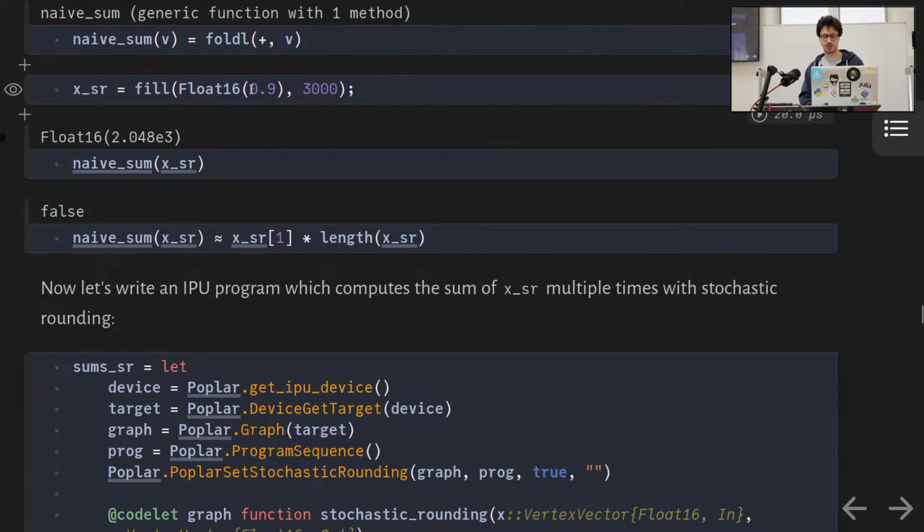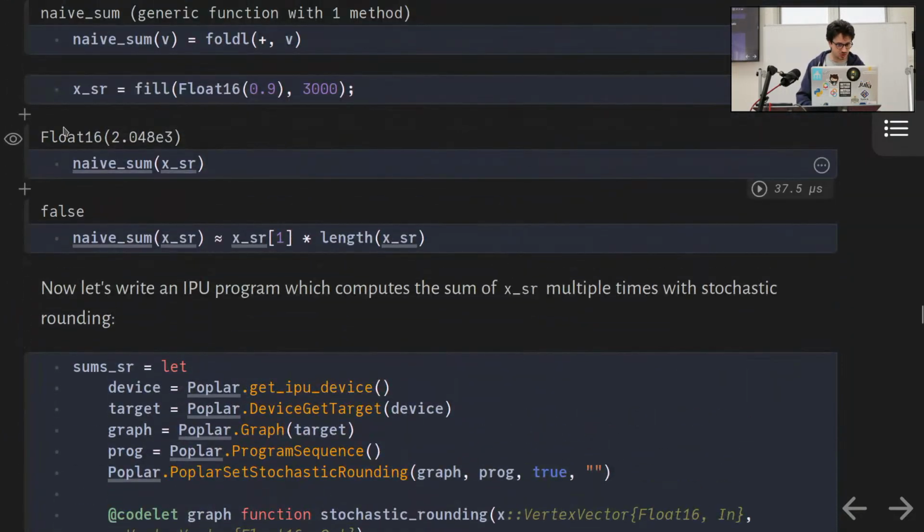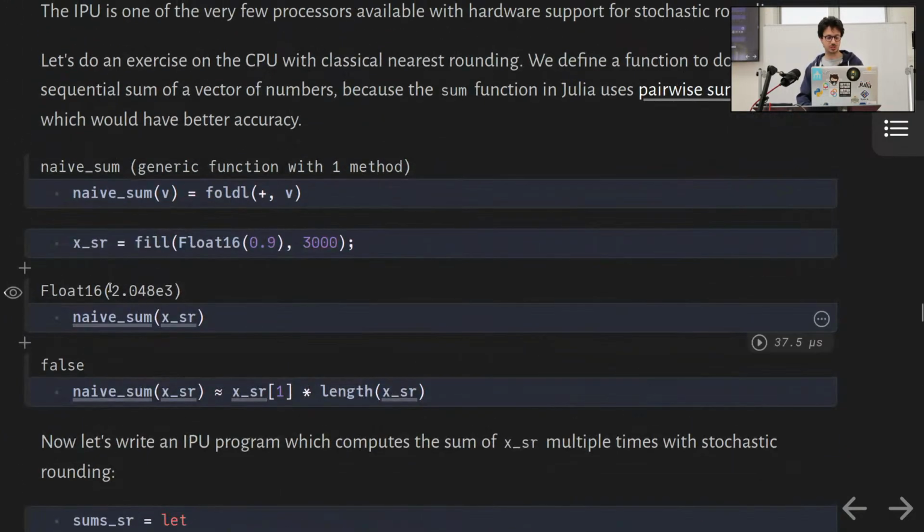You take the number 0.9 in half precision, you sum it 30,000 times, and you expect the sum to be 27,000. But if you do that, the result is 2048. The problem is that the number 2048 in half precision has an epsilon of 1, so the number 0.9 is lower than 1, and when you try to add 0.9 after 2048, you're just adding 0 every time.